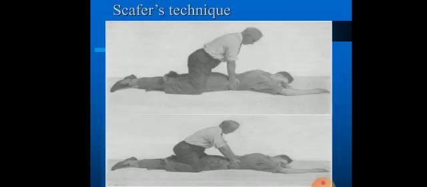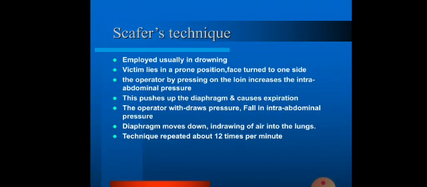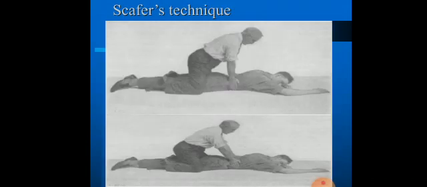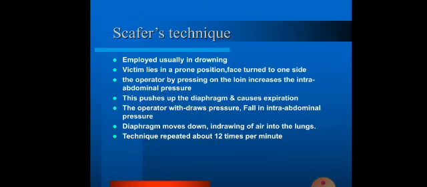The way the patient is made to lie down, the head tilted to one side, and where exactly the operator is giving the pressure. Let's go step by step. Now you can see that the victim lies in a prone position with the head tilted to one side, and the operator is pressing on the loin, and he is doing that so that the intra-abdominal pressure will increase.